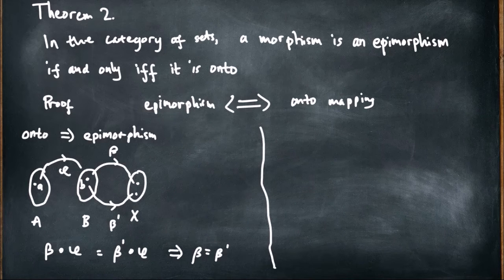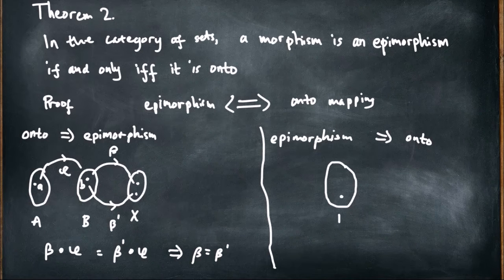We need to show that if phi is an epimorphism, then it is an onto mapping. Now, for the sake of contradiction, suppose there were some elements in the set B which are not the image of the mapping from set A.